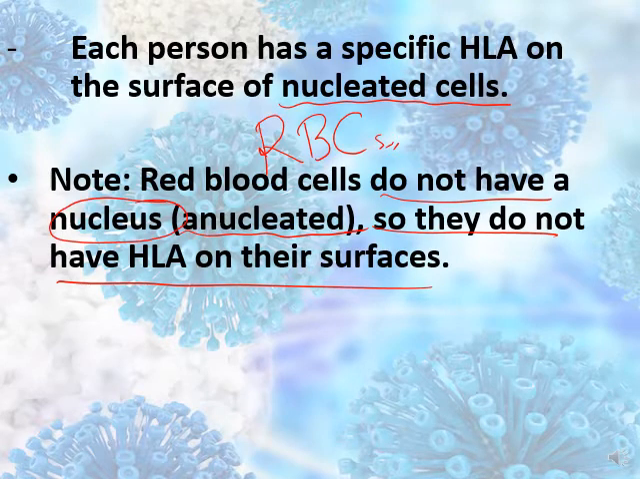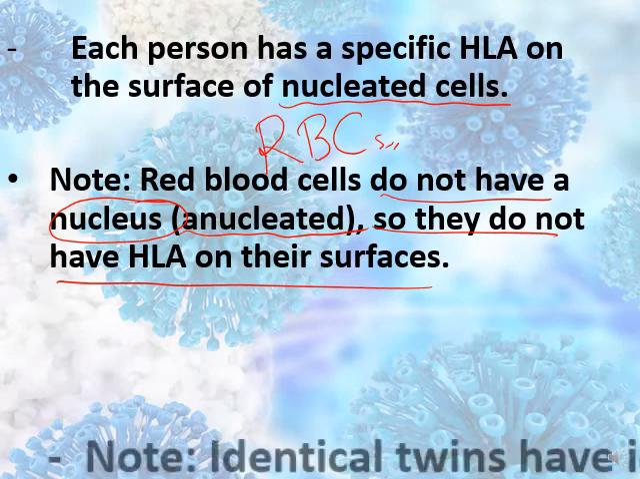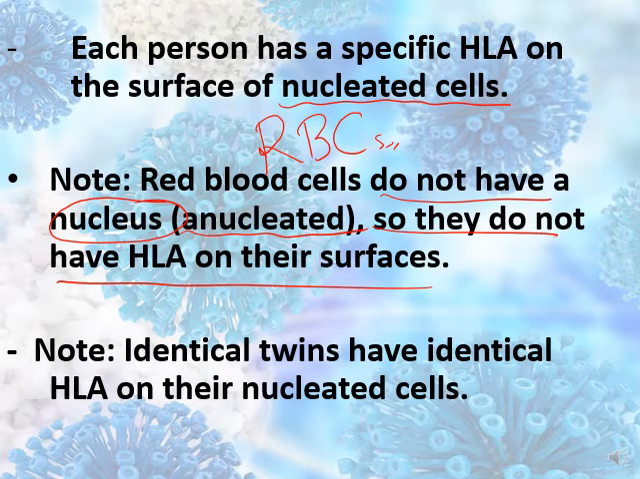So red blood cells, pay attention to this note, it's very important. Red blood cells don't have a nucleus. So they don't have HLA, because we said that HLA is found on the surface of nucleated cells. Also, identical twins, as I said before, have identical HLA on their nucleated cells.